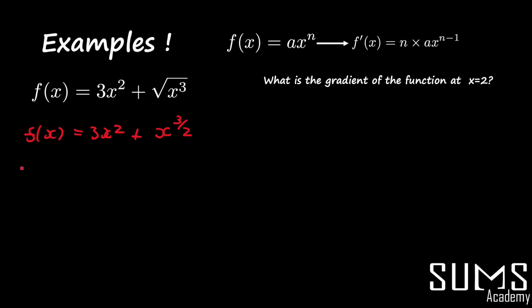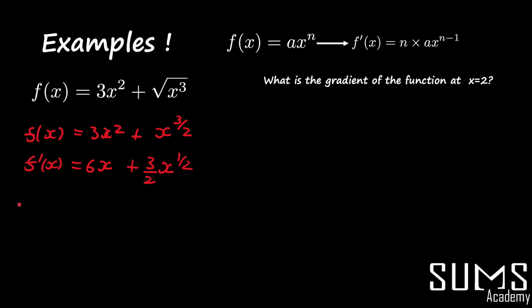So this is quite a nice way. We can start differentiating here. So f dash x equals 3 times 2, so that's 6, x to the 2 minus 1, so that's just x to the 1, plus 3 over 2, and then x, then minus 1 from 3 over 2 just becomes 1 over 2.